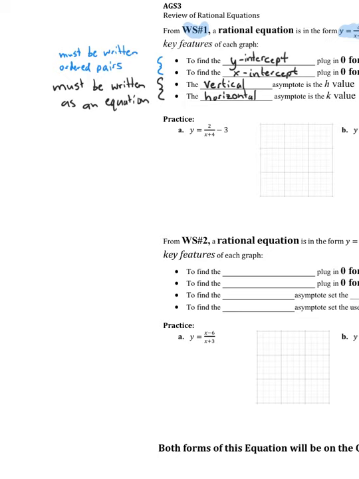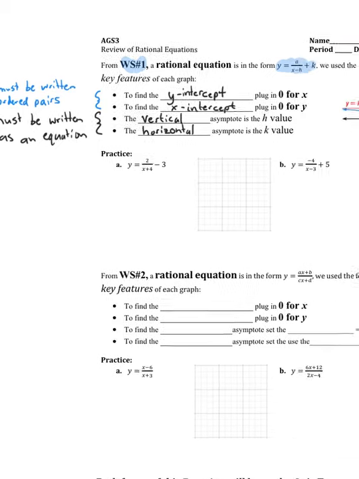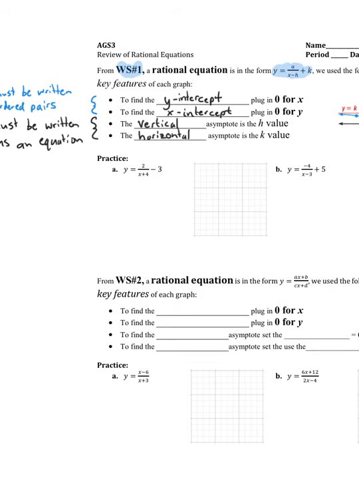If I say, hey, what's the vertical asymptote? And you say it's 3. Nope, sorry, it's x equals 3. You have to say it as an equation. Okay? And it says the vertical asymptote is the h value. So you might remember from here, you say x minus h equals 0. Add h to both sides, x equals h. That's the vertical asymptote. X equals h. The horizontal asymptote is the k value. Literally whatever the k is at the end of the equation is what your horizontal asymptote is. Okay, that's the idea here.